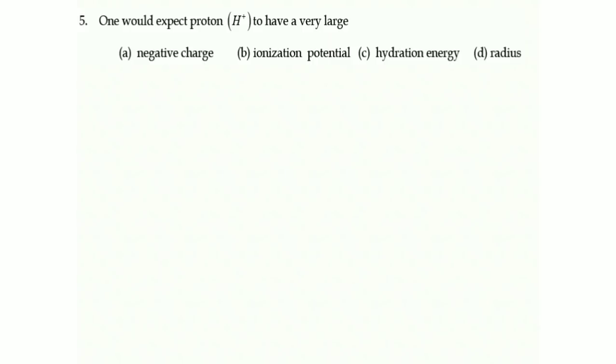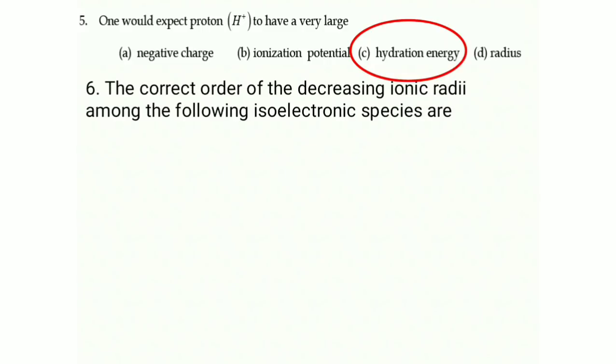Then, one would expect proton, H plus, to have very large. See, a very large negative charge is not possible. Ionization potential is not possible because it is already in the H plus state. There are no electrons at all. Hydrogen had one electron, and you have removed that electron also. There is nothing, so there is no discussion about ionization potential. And the radius is definitely small. So the answer is hydration energy. Remember, positive charge is there, so hydration energy will be more. So the answer is C.